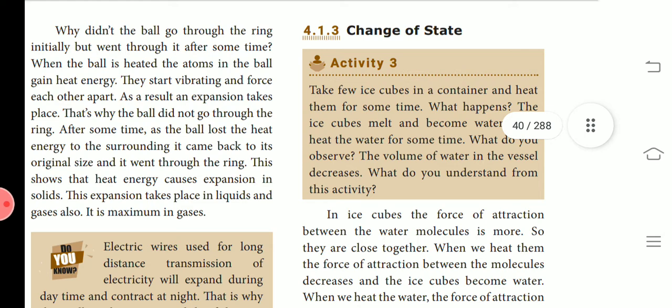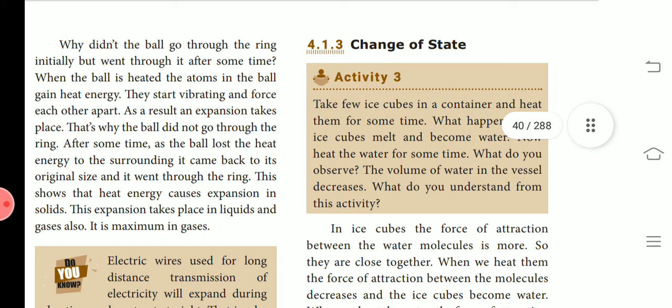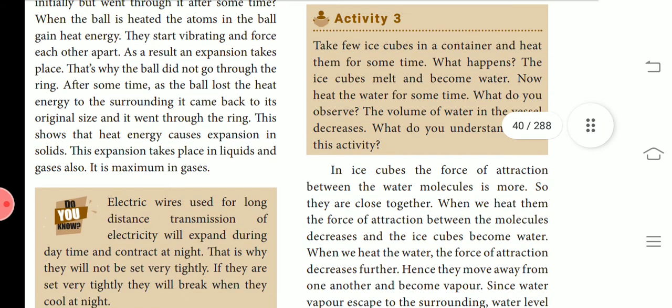And the next effect of heat is change of state. From one state to another state, surely there will be changes. For example, take some ice cubes and heat them for some time. What happens? The ice cubes melt and form water. Now heat the water. After heating, it becomes vapor. So there is a change of state, say from solid to liquid or liquid to solid, or from gas to liquid or from liquid to gas.